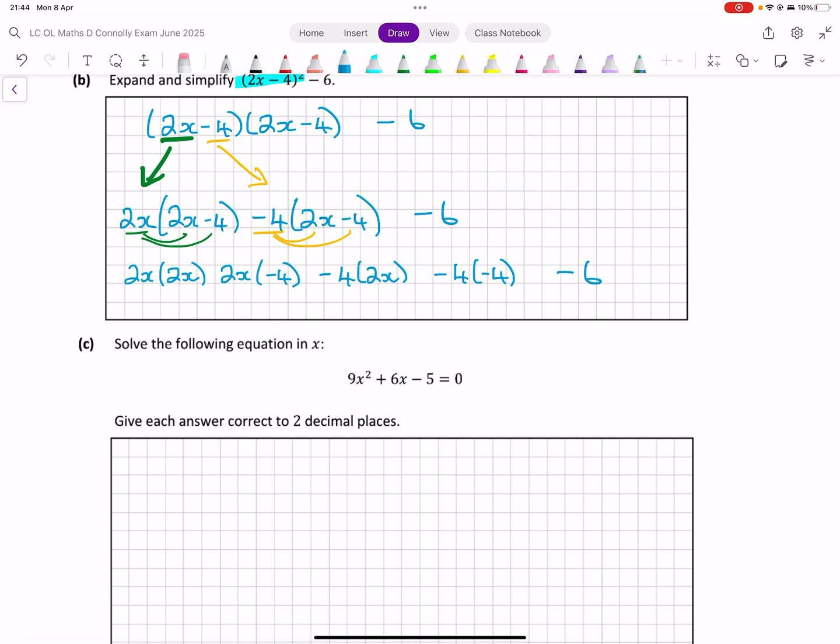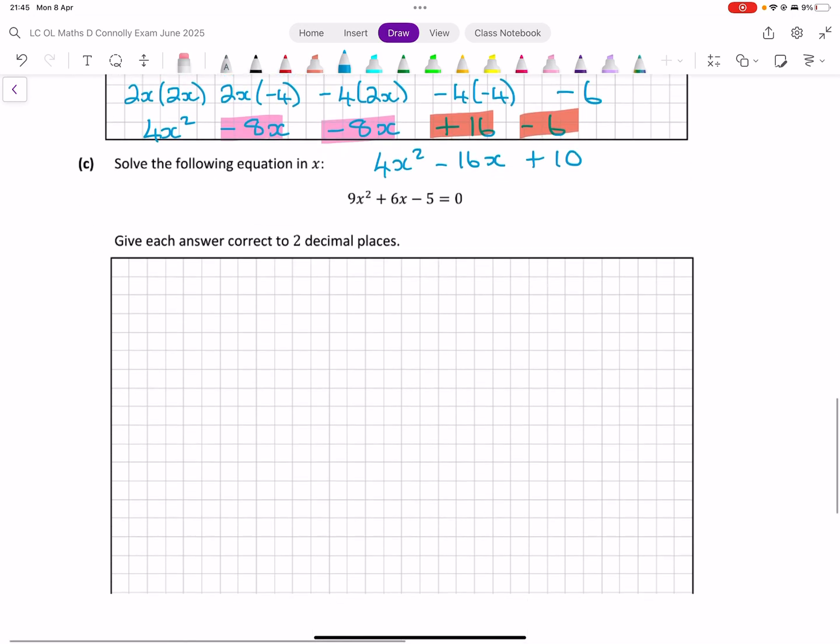So 2x by 2x is 4x squared. 2x by minus 4 is minus 8x. Minus 4 by 2x is minus 8x. Minus 4 by minus 4, 2 minuses make a plus, and 4 by 4 is 16. And then minus 6. So these are the same family, and they're the same family. So I have 4x squared minus 16x for the two x's, and then for the numbers I have plus 10. There we go.